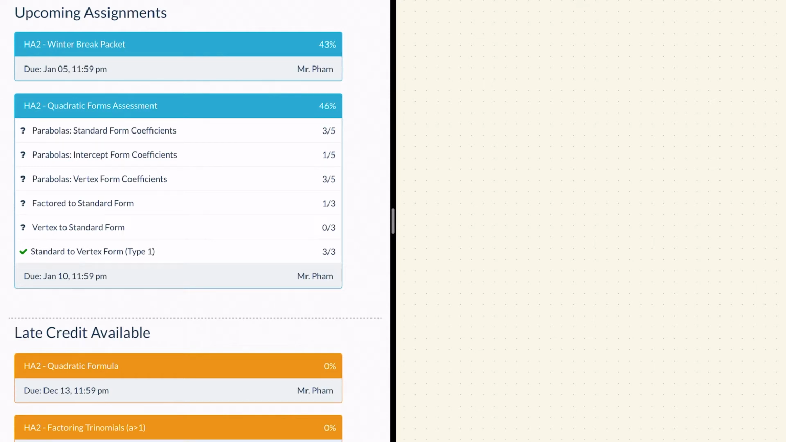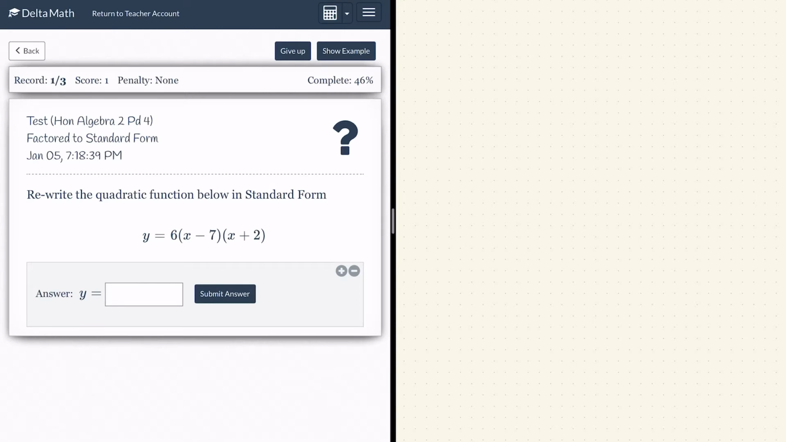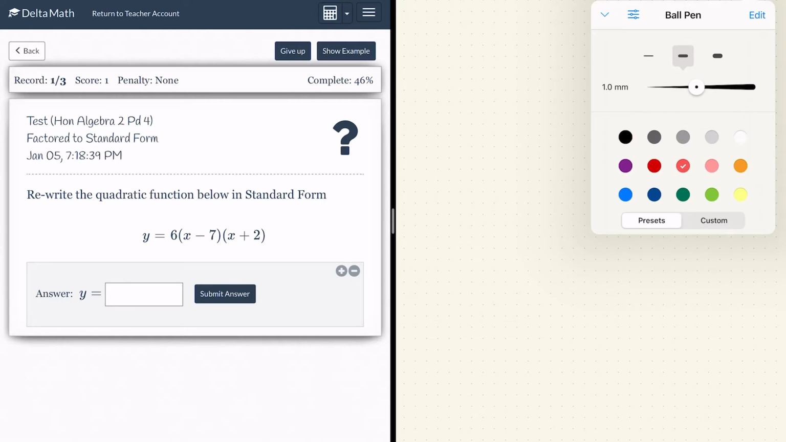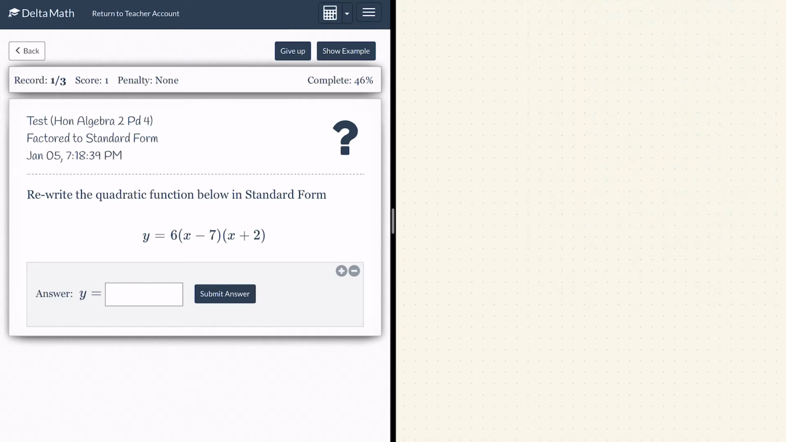We need to go from factored form to standard form. So when we are going from factored form to standard form, we need it in the form y is equal to ax squared plus bx plus c. So right now it is not. So what we should do is expand it, aka FOIL it out, aka use the distribution property.